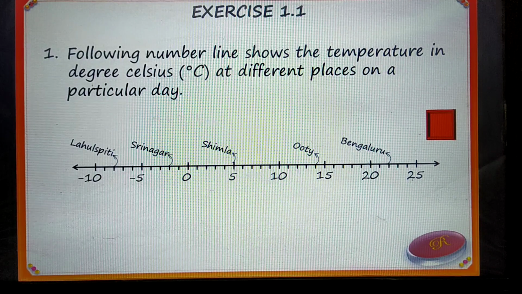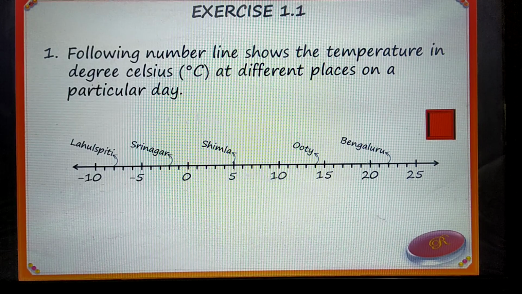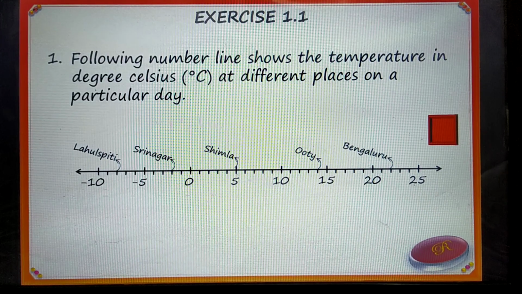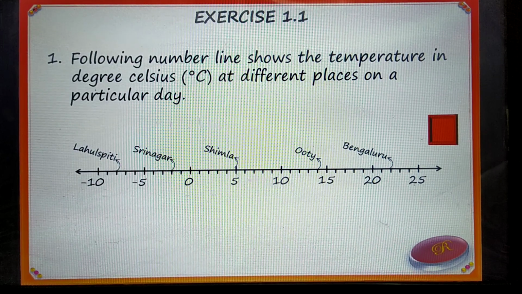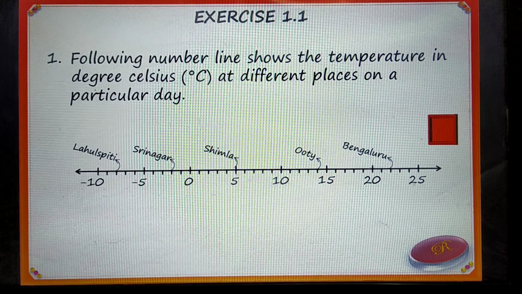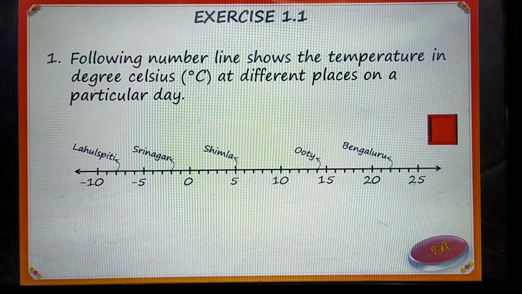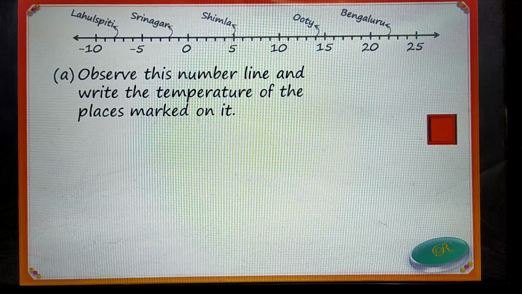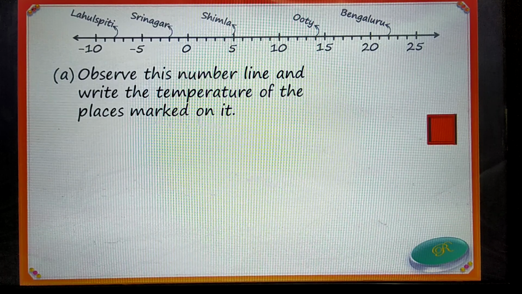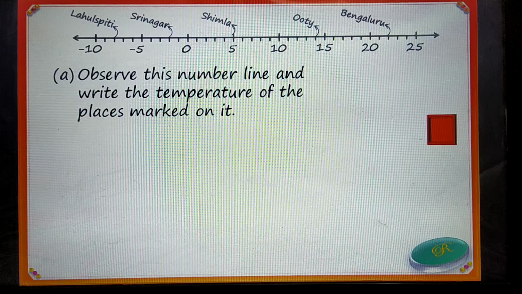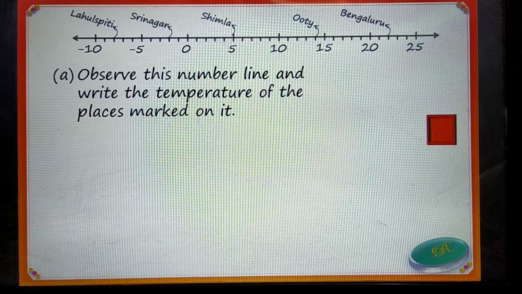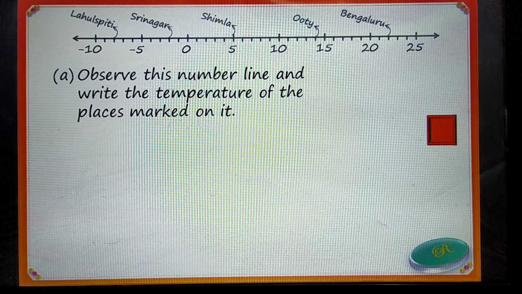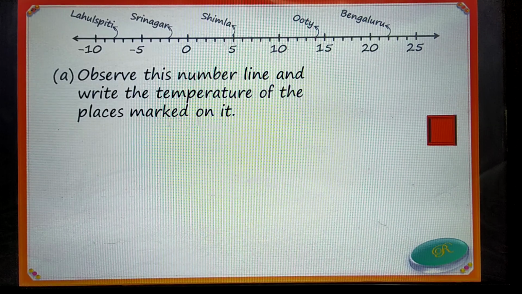Exercise 1.1. Question number 1. Following number line shows the temperature in degrees Celsius at different places on a particular day. Statement A. Observe this number line and write the temperature of the places marked on it.